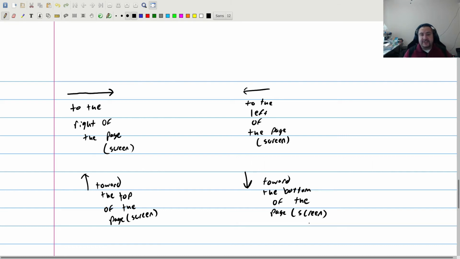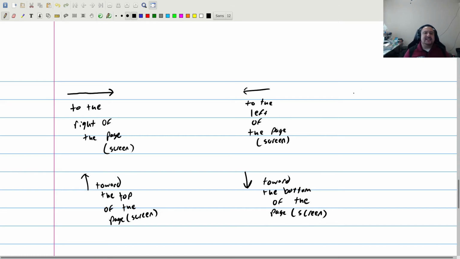So those are pretty simple. You've probably seen all of those before. To the right, to the left, toward the top, toward the bottom. Why we're not calling them up and down is because it depends on the way your screen or your page is oriented. If you have a piece of paper in front of you, is up that way or is up that way? It's hard to tell based on that piece of paper. So don't say up. Say toward the top of the page or toward the bottom of the page.